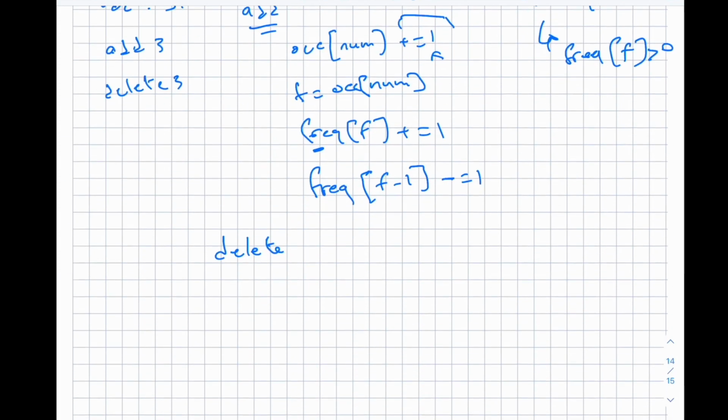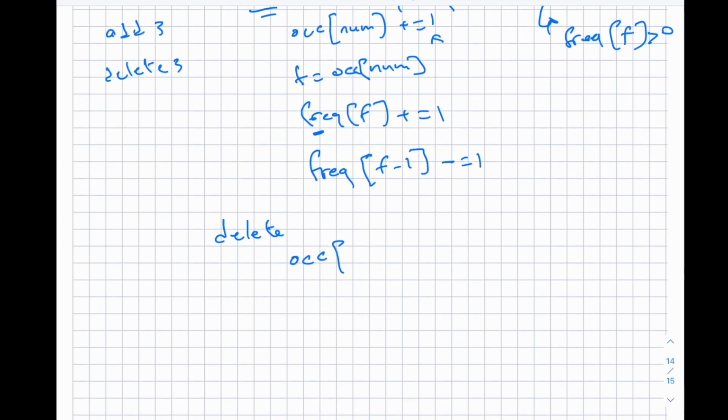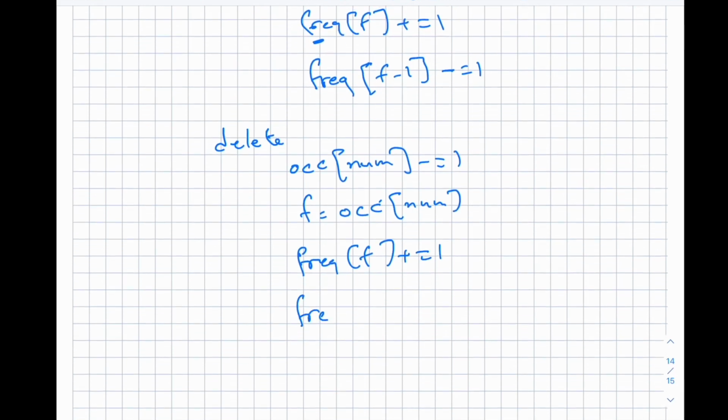Okay. So how do we do this in code here? Well, first we want to say that the occurrence of the number is decremented by 1. Okay. Now the new frequency, right, incremented by 1. So the frequency of f should increment by 1. But what about the previous frequency? What is the previous frequency? So we decremented by 1. So the previous frequency is f plus 1. And we want to say that we just removed it for this number. So we want to decrement by 1. And that's pretty much it.